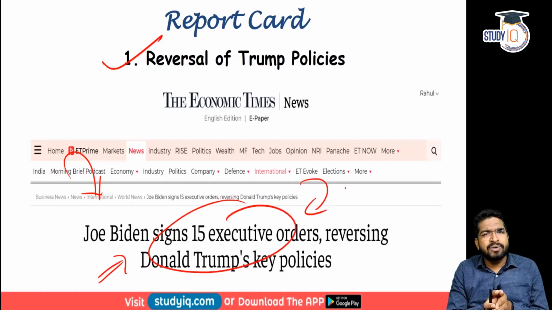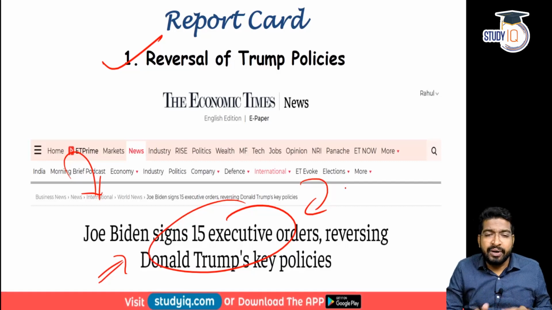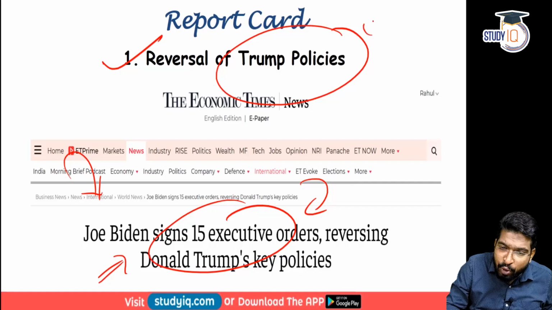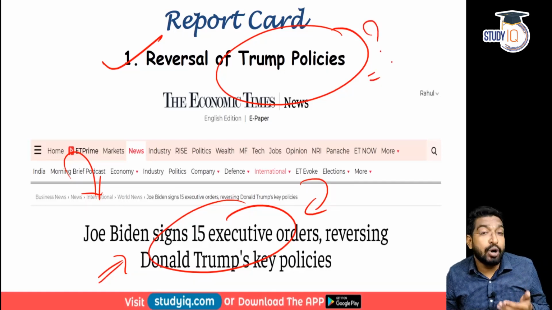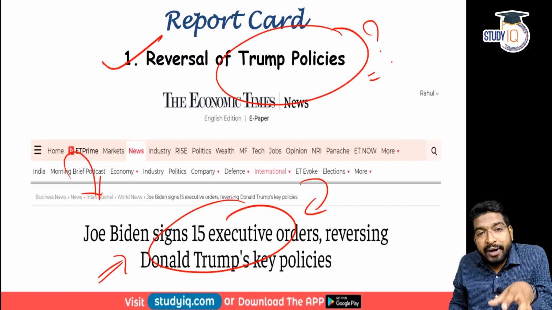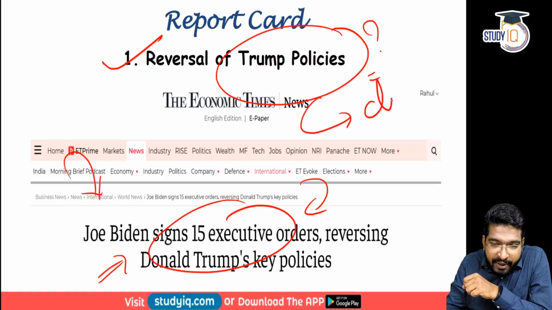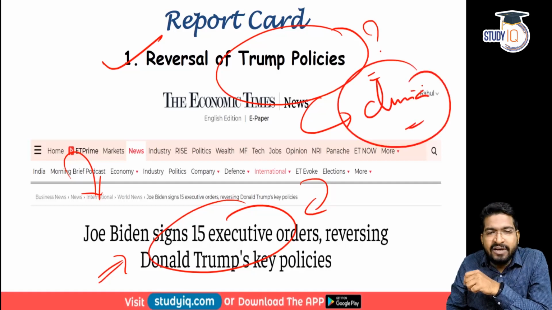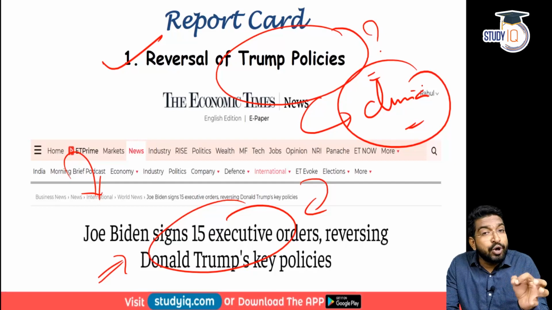Now, on this particular promise, he did fulfill it. But when we look at it closely, did he reverse all of Trump's policies? Did he reverse all of Trump's legacy? Actually not. See, Joe Biden has been quite shrewd in these first 6 months. Whatever Trump's policies were there, especially with respect to China, the trade war, the tariffs, they are being reduced, or development over that has been going on very slowly.